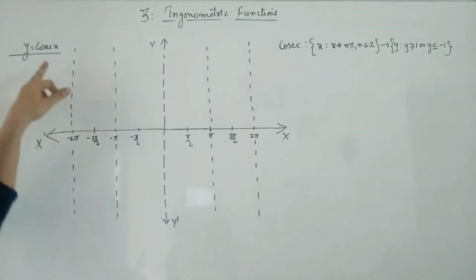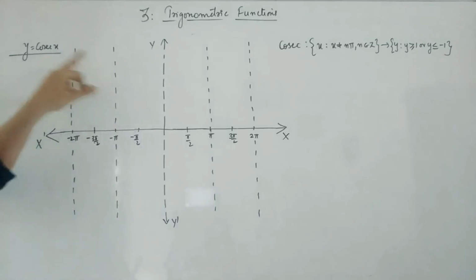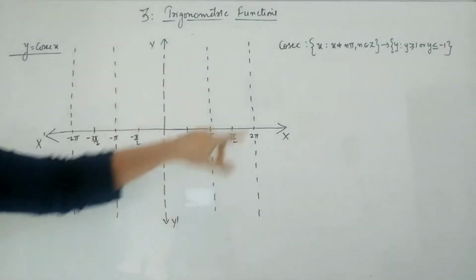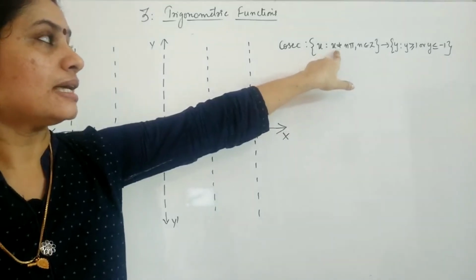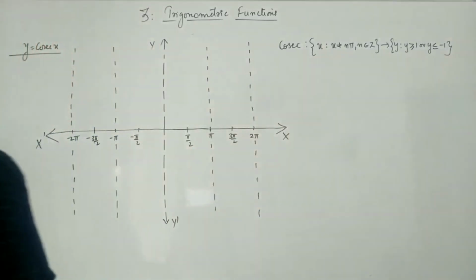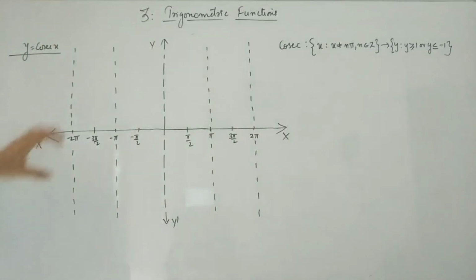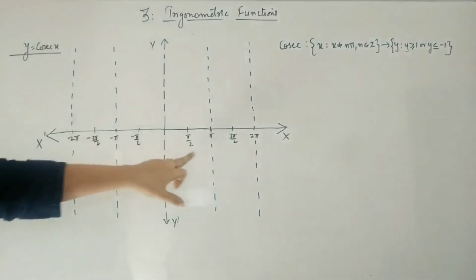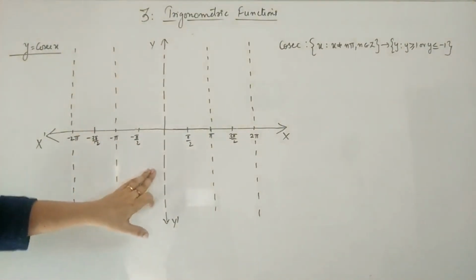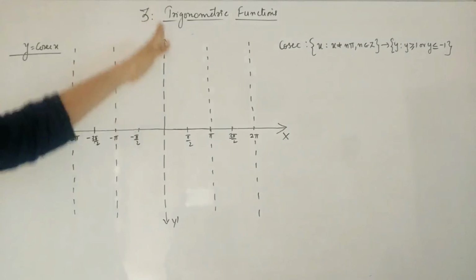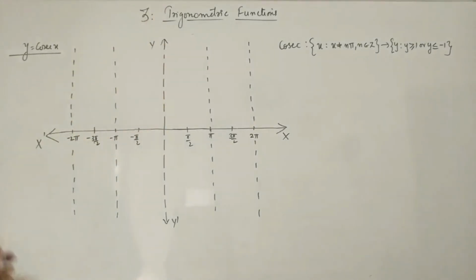Now for y equal to cosec x, the graph will have dotted lines over n pi. Why? Because the domain of cosec is the set of all x such that x is not equal to n pi for n belongs to Z. That means cosec will have its dotted line over pi, 2 pi, minus 2 pi, etc. Okay, as well as the y-axis will be an axis where it won't touch, or cosec 0 will not have its value. That means it is not defined.